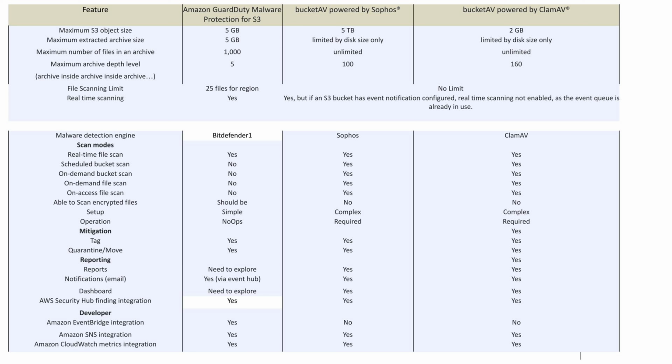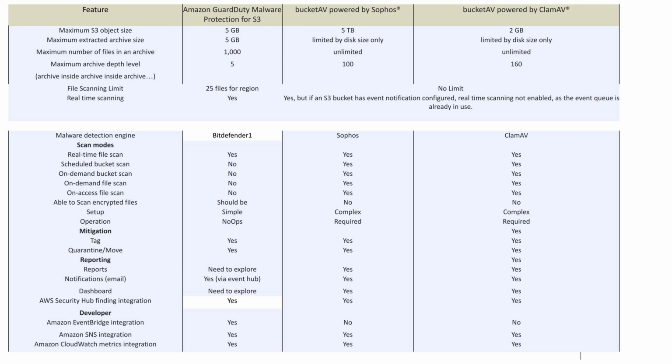And what is the detection engine? For GuardDuty, it is Bitdefender, while for cloud storage security, you can choose Sophos and ClamAV. Sophos is popular. Bitdefender is also popular, but I think Sophos has a lot more community outreach compared to Bitdefender. And these are the other options. Real-time file scanning is there for all, but scheduled bucket scanning is currently not there, neither is on-demand bucket scanning, on-demand file scanning, or on-access file scanning. It is currently not there in S3 Malware Protection.